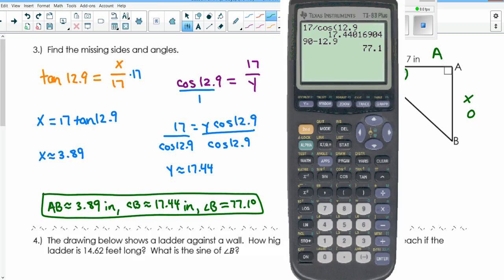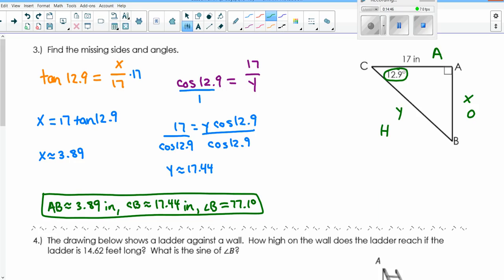So notice that by using trig, we can do a lot more than Pythagorean theorem could allow us to do, or even similarity. I only have one triangle, so I couldn't use similarity anyways, but a lot more options. I can be given a lot less.